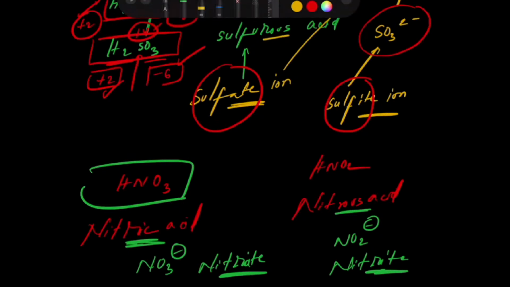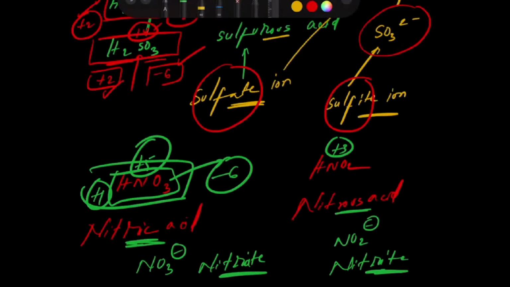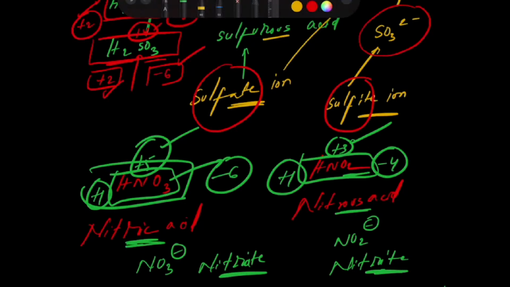And what about oxidation states? Here it will be +5 and here it will be +3. You know why? Because oxygen is -6, hydrogen is +1, total it is -5. To make it overall neutral, nitrogen should be +5. Here oxygen is -2, there are 2, so -4, hydrogen is +1, so overall it is -3. To balance it, what do you need? +3. That's why the oxidation state of nitrogen is +3 here, and here it is +5.